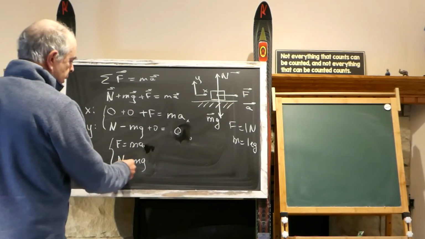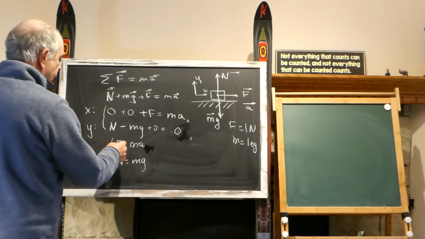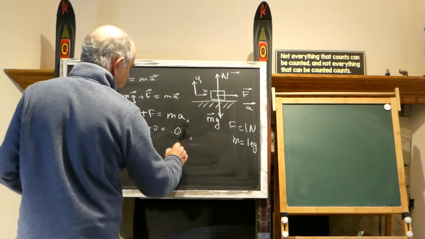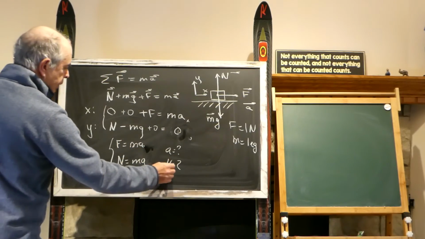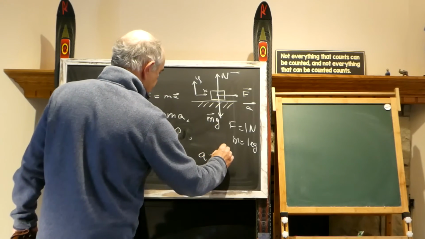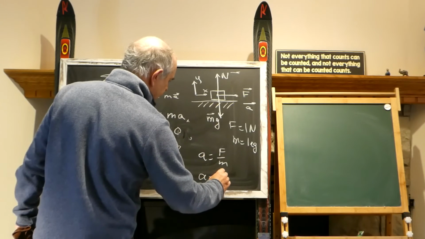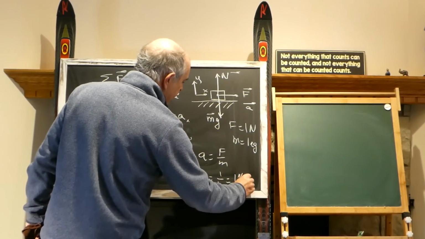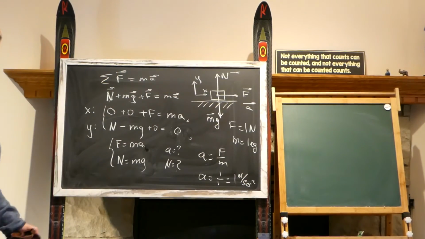And so, N equals mg. N is unknown, but nobody cares about it. F is given, m is given, A is unknown. So, two unknowns, A and N, and both are resolved and we know them. So we have simply to say A equals F divided by m, and we say A equals 1 divided by 1, which equals 1 meter per second squared. And that's it.